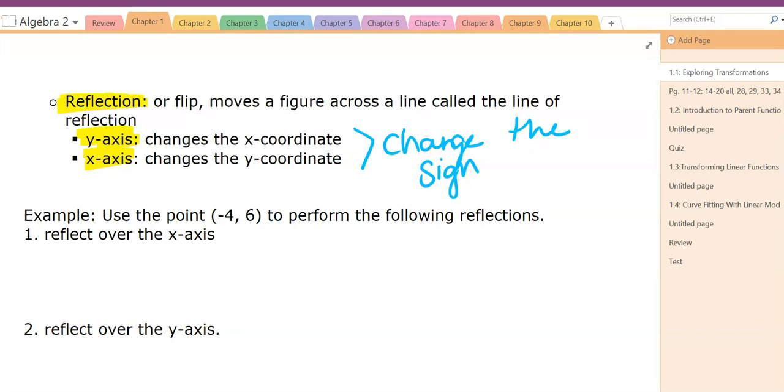So for this first one, we have the point -4, 6, and we want to reflect over the x-axis. That means that we change the y-coordinate. So you're going to leave that -4 alone. Then you're going to change 6 to -6. So write down what you think your new coordinate should be for number 2.